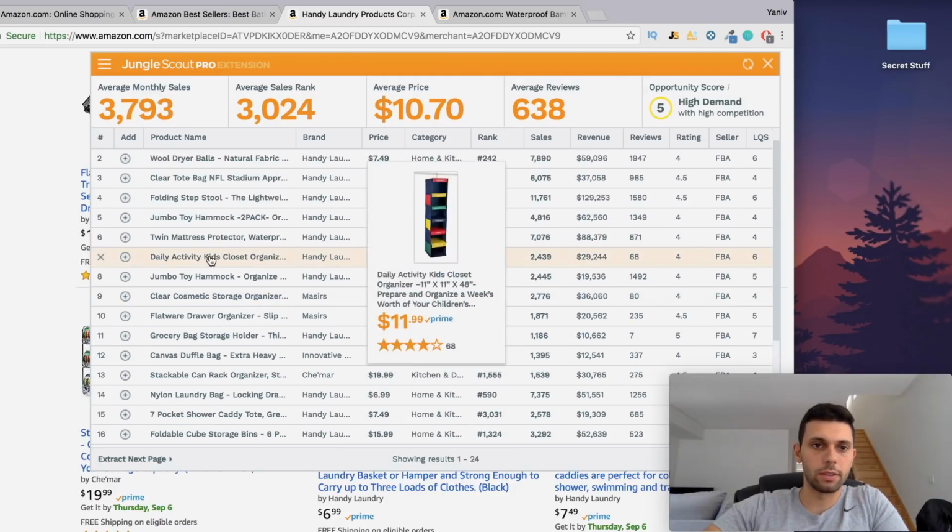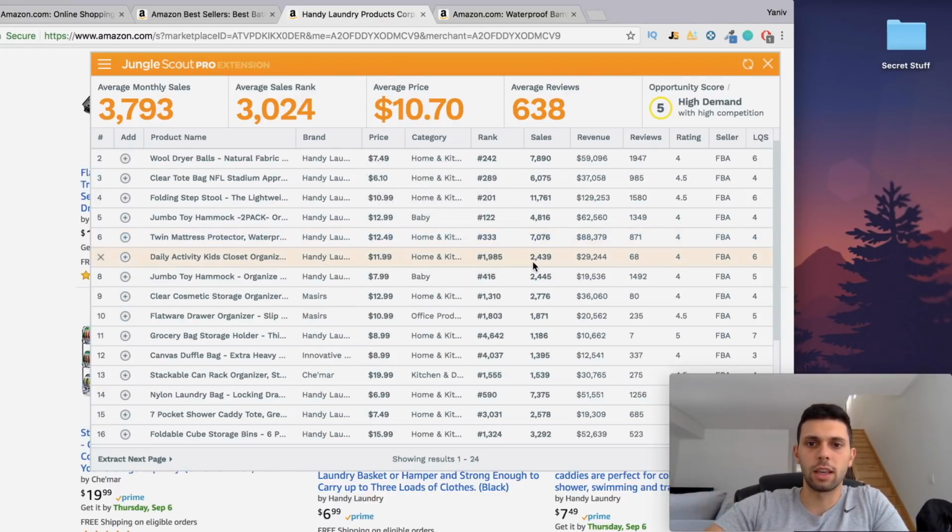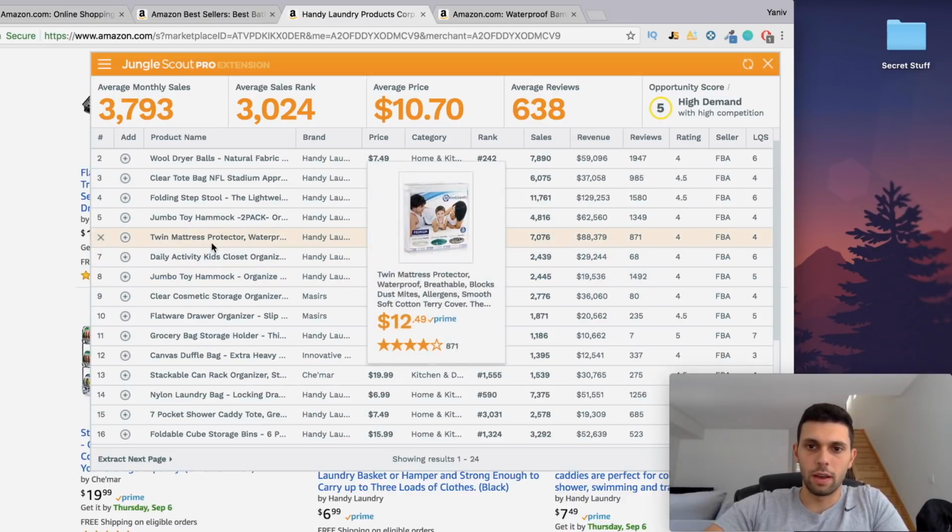Yeah, still low price. Daily activity kids closet organizer. Not bad. Very low price though. Again, I feel like these people are buying in such high quantities that it would be hard to compete with them, just because they're selling. Look how many units this guy sells. The average sales on this whole storefront is 3,000 per unit, which is crazy.